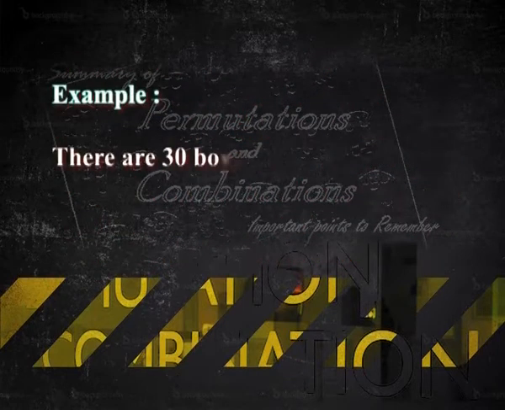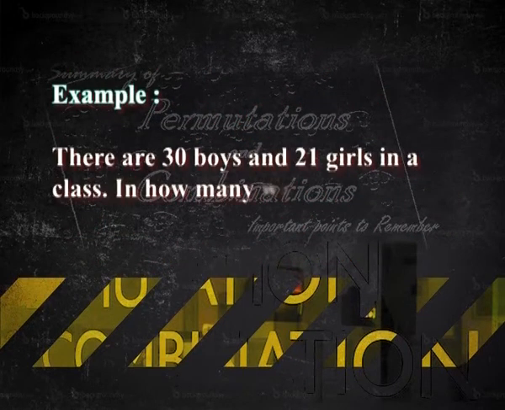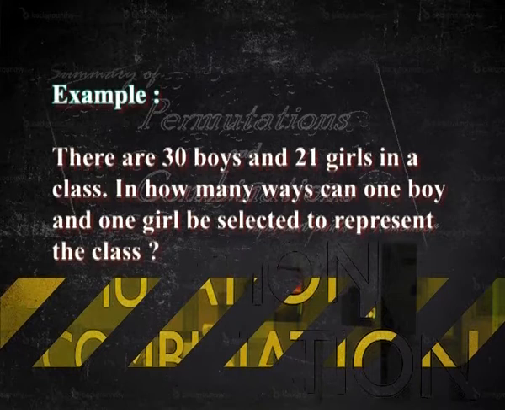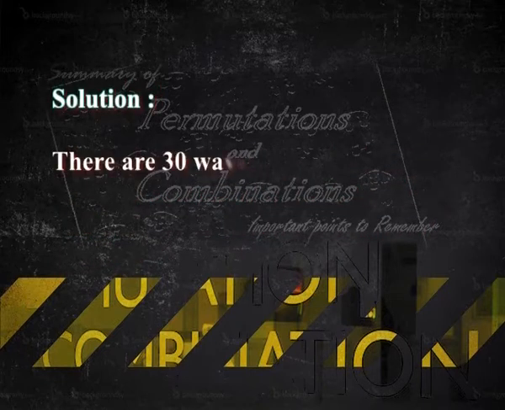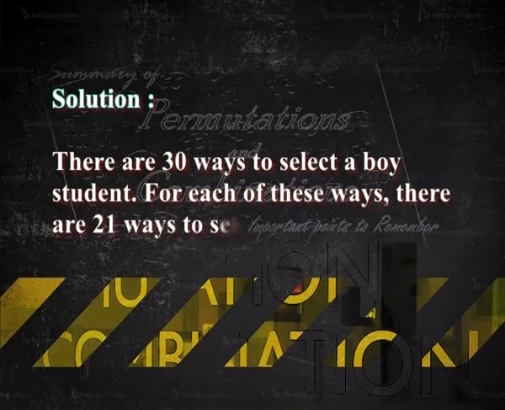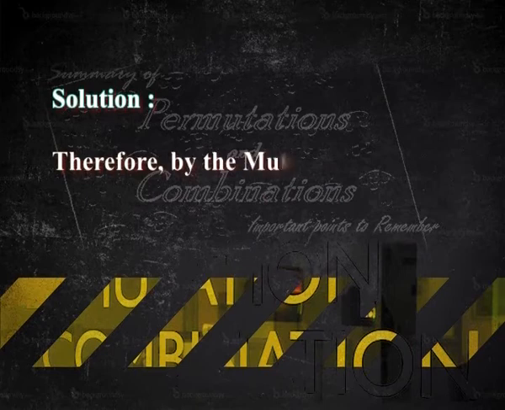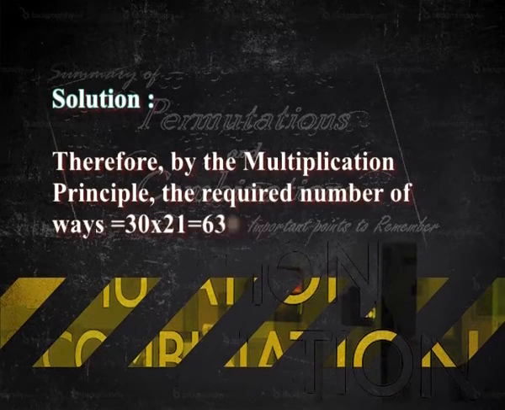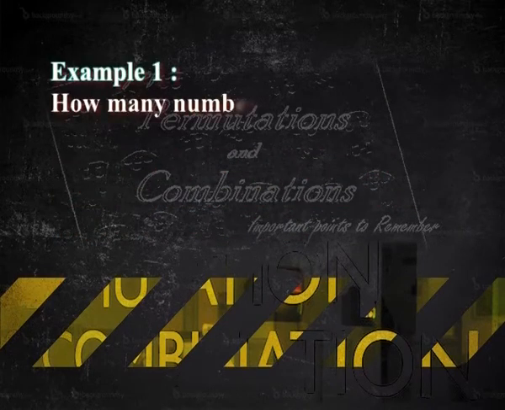Let's take an example here. There are 30 boys and 21 girls in a class. In how many ways can one boy and one girl be selected to represent the class? So the solution here is: there are 30 ways to select a boy student. For each of these ways, there are 21 ways to select a girl student. Therefore, by applying the multiplication principle, the required number of ways will be 30 into 21, that is equal to 630 ways.